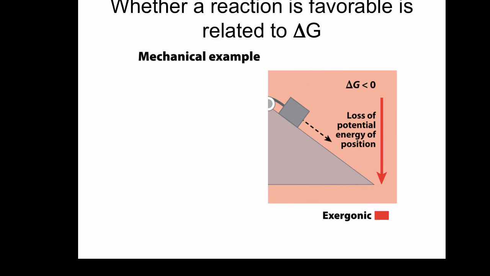So whether a reaction is favorable is related to delta G. Here is a mechanical example. So imagine there is a large cement block that's tied to a pulley and propped up on the top of an inclined hill. There's a natural tendency or potential for the block to slide down to the bottom position of the hill, which means there is a loss of potential energy when the block changes position, making it exergonic and the delta G less than 0 or negative.